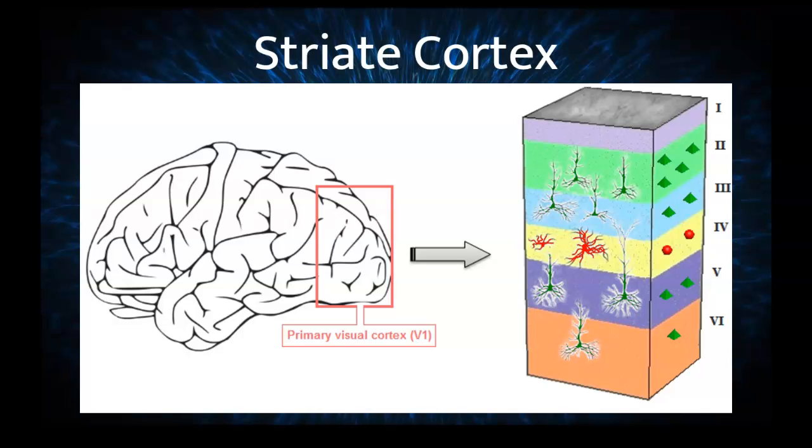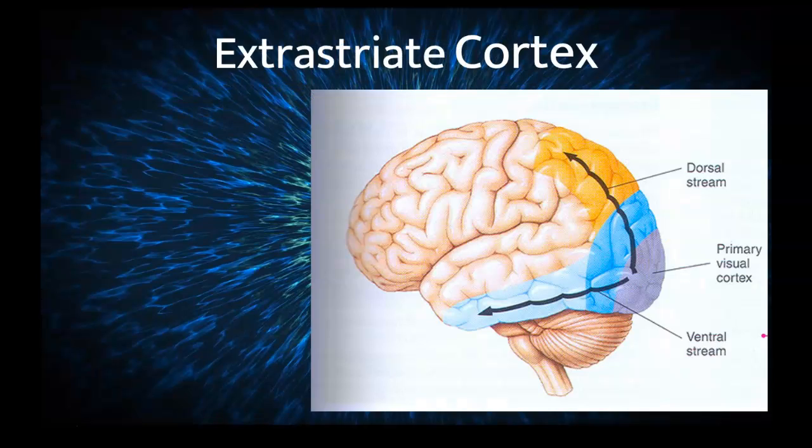V1 is made up of 6 layers, and within these layers are 3 different types of cells that process different basic visual mechanisms. And all of this happens in the modules, which we will talk more about later. Now, where does all of this processed information go? To the extrastriate cortex. Information from V1 is integrated and combined in the extrastriate cortex, also known as the visual association cortex, or V2 and above.